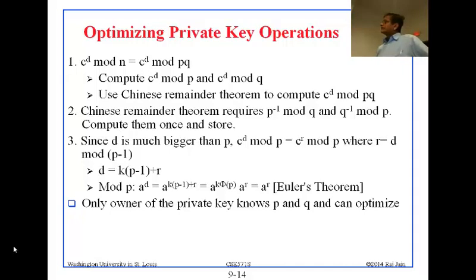And then since D is much bigger than P, you can use the other theorem we taught you: whenever you want to do mod P, the powers of P minus 1 will always be 1. Multiples of the power of P minus 1 will always be 1. So we will see in a minute that when you want to do something mod P, a raised to D, you can write D as some multiple of P minus 1 plus R, and you can forget this big part and just do the R part.